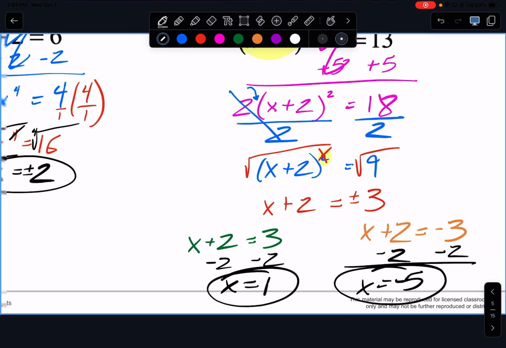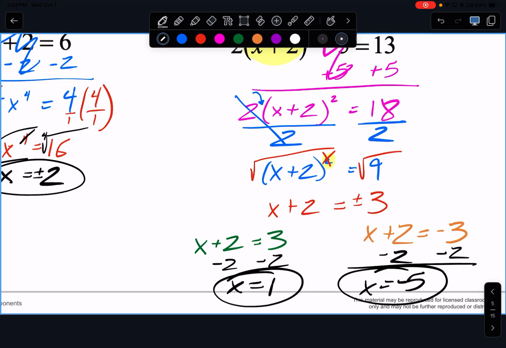Do we understand what we did there when we went from the red to the green to the orange? Okay, we had to split it up because we have that even index. It's a plus or minus 3. So I had to create 2 separate equations. It's similar to what we do when we're dealing with absolute value equations, right?